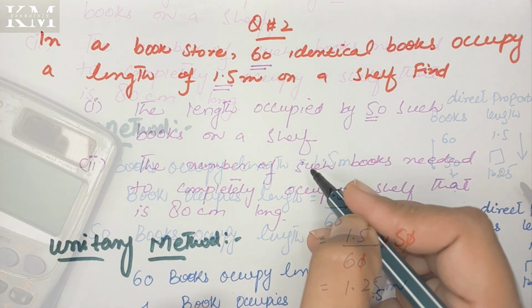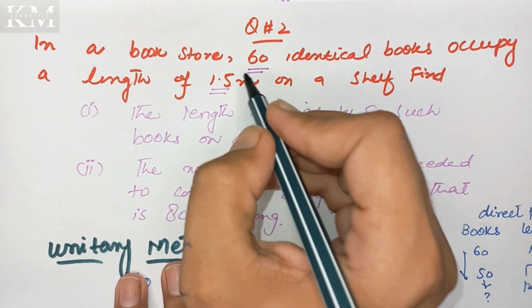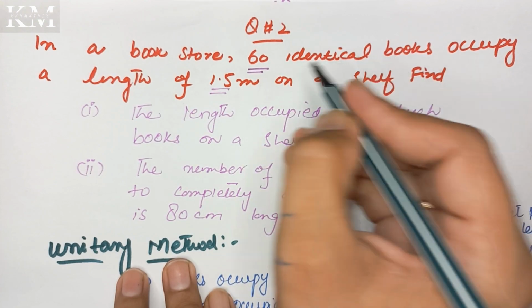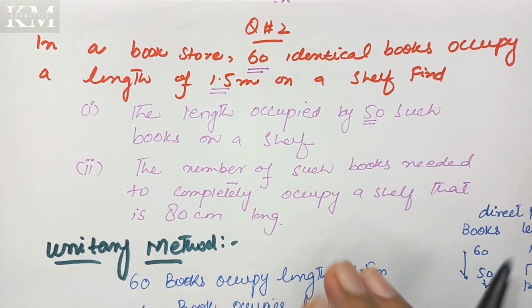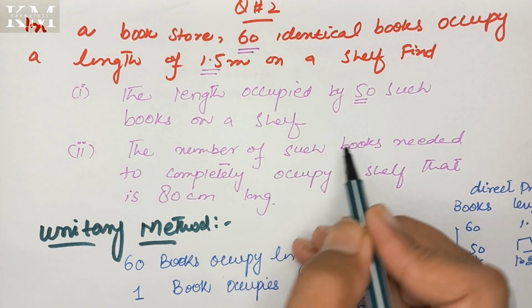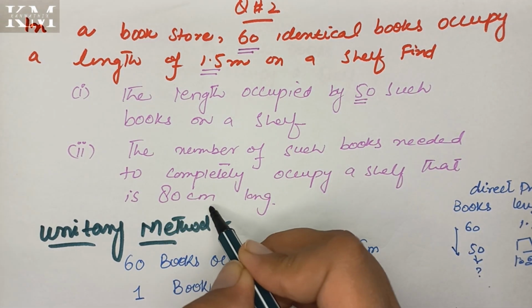Now students, we have to attempt the second part. So here in the first part, 60 books are occupying a space of 1.5 meter. But you can see in the second part, they are saying the number of such books needed to completely occupy a shelf of 80 centimeter long.